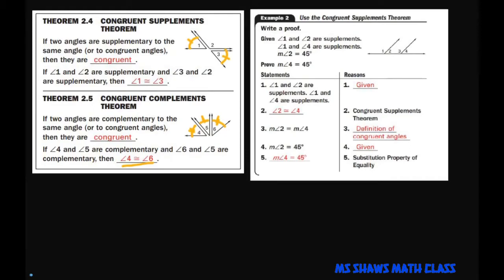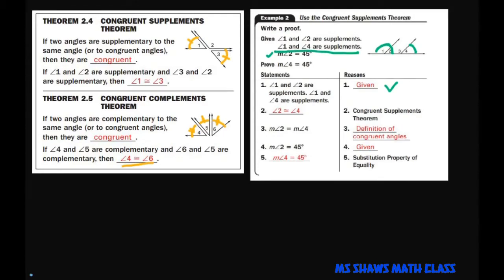All right, so we have a proof here. Given that angle 1 and 2 are supplementary and angle 1 and 4 are supplements, we want to prove that angle 2 is 45 degrees. It's given that the measure of angle 2 is 45. Prove that the measure of angle 4 is also 45. So we have to write the given, and they wrote down this part for their given.